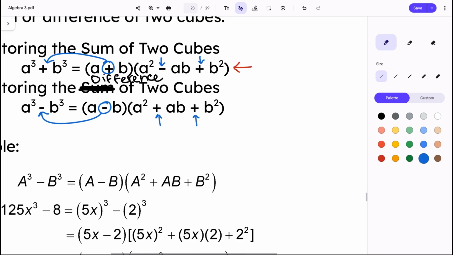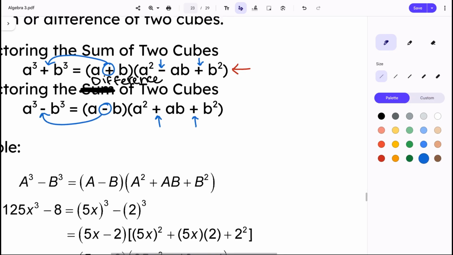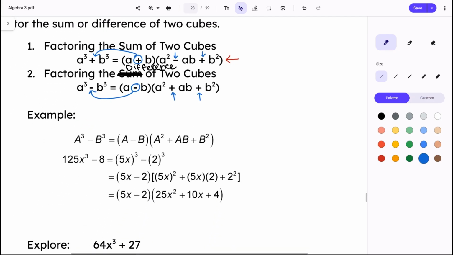Okay, so find a way that makes sense for you guys to remember that. Even if it's just repeating it to yourself multiple times or trying to find a way that helps it stick for you, so that when you're dealing with factoring later, you know which sign you should have. Okay, so here's an example.